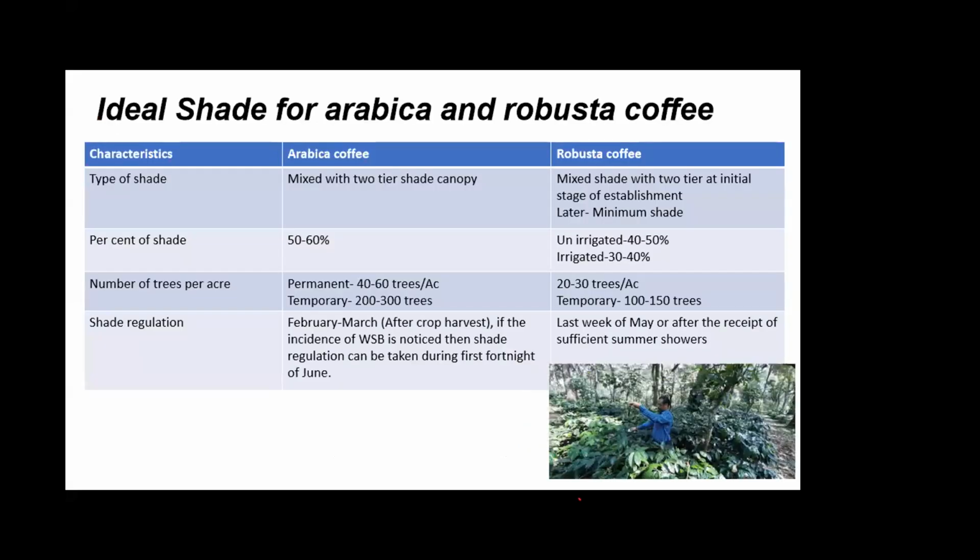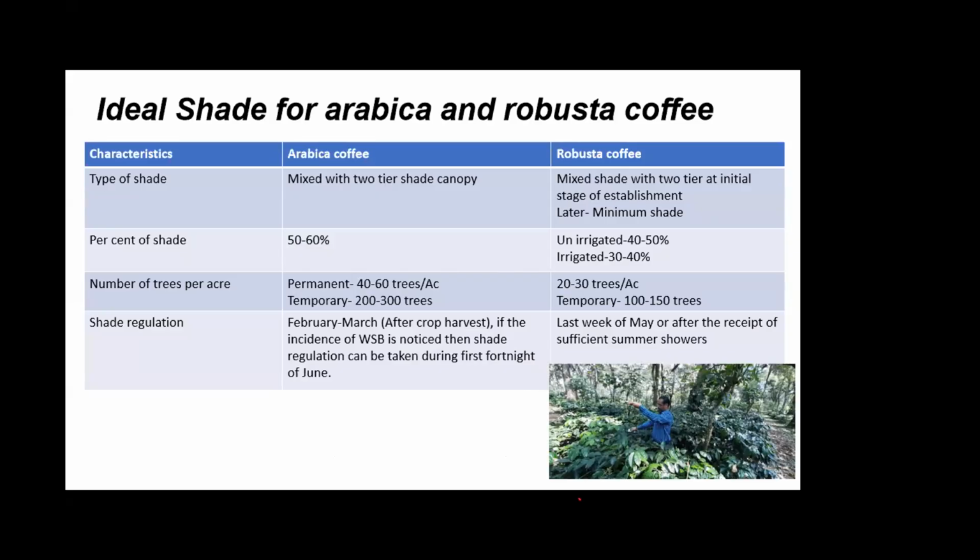So the ideal shade for Arabica and Robusta coffee, and we are telling this for both Arabica and Robusta coffee types of shade. A 2-tier shade canopy is very important to minimize some of the disease and pest incidents in Arabica. And also in Robusta coffee, initially you have to maintain mixed shades. Later on, you can thin out based on the condition and the nature of the shades.